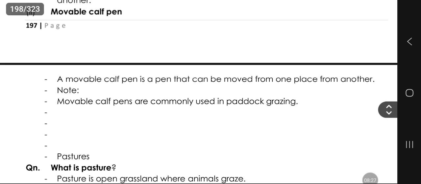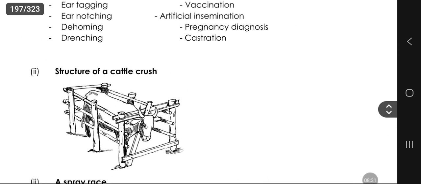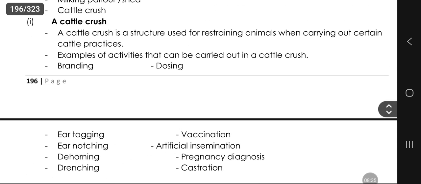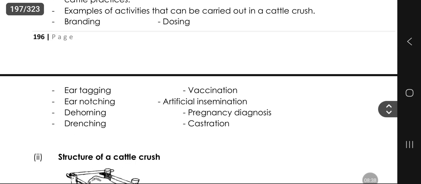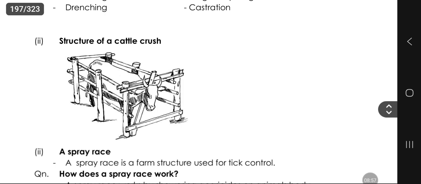So what have we looked at? We have looked at different structures. First, we started with what we call a cattle crush, that small structure used for restraining animals while carrying out certain cattle practices. We talked about the cattle practices we can do. Ear tagging, ear notching, dehorning, drenching, vaccination, artificial insemination, pregnancy diagnosis, castration. If there is something that you don't know, you find a means of knowing. If you don't know, you raise up the hand and I give you the answer.